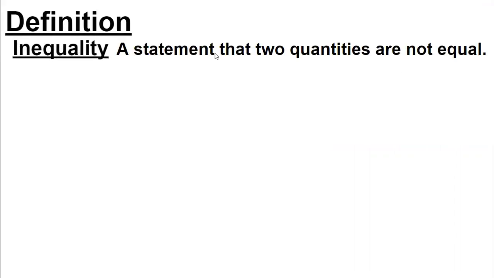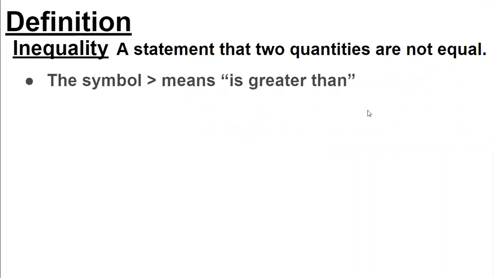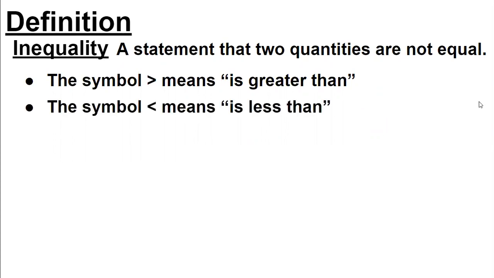What is an inequality? An inequality is a statement that two quantities are not equal. What does that mean? Well, have you seen that symbol there? That means is greater than. And the other symbol going the other direction means is less than. So we have 2 is less than 300 here.